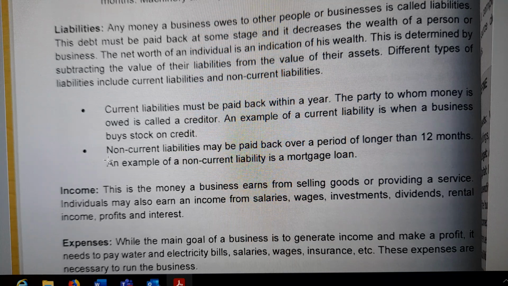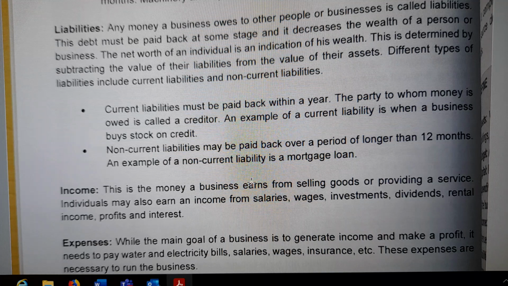Then we have non-current liabilities. These are liabilities that may be paid back over a period longer than 12 months. An example of a non-current liability is the mortgage loan. A mortgage loan is what we call a bond. If you purchase a house, or land, or a property, we call that a mortgage loan. Normally those loans are paid back in 20 years or 30 years. So those are non-current liabilities.